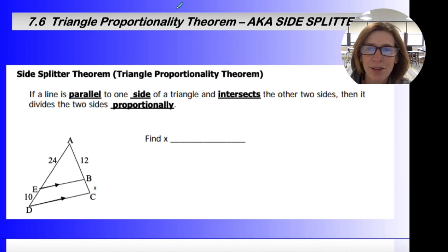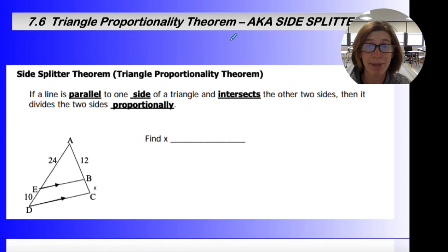Hi everyone, so we're nearing the home stretch with talking about similar figures, and today we're going to be talking about the triangle proportionality theorem, aka the side splitter theorem. Now, we've actually been using this theorem since section 7.3 when we talked about triangle similarity, where we had overlapping triangles. The side splitter theorem is a way to do overlapping triangles without separating them.